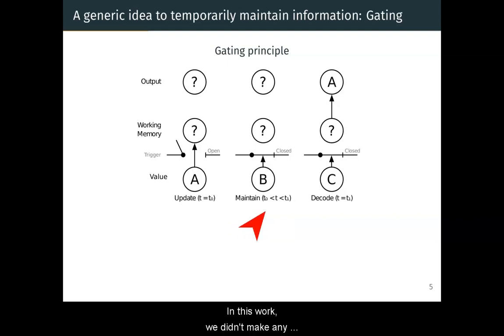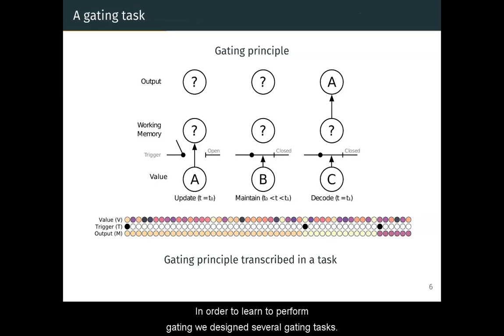In this work, we didn't make any assumption on how the memory is actually coded in the room. In fact, we propose to find the coding through learning, and we expect the coding of the memory found to change over time. The only requirement we have is that, when the memory is needed, it must be possible to decode it. In order to learn to perform gating, we designed several gating tasks. For the sake of simplicity, let's focus on the simplest of them.